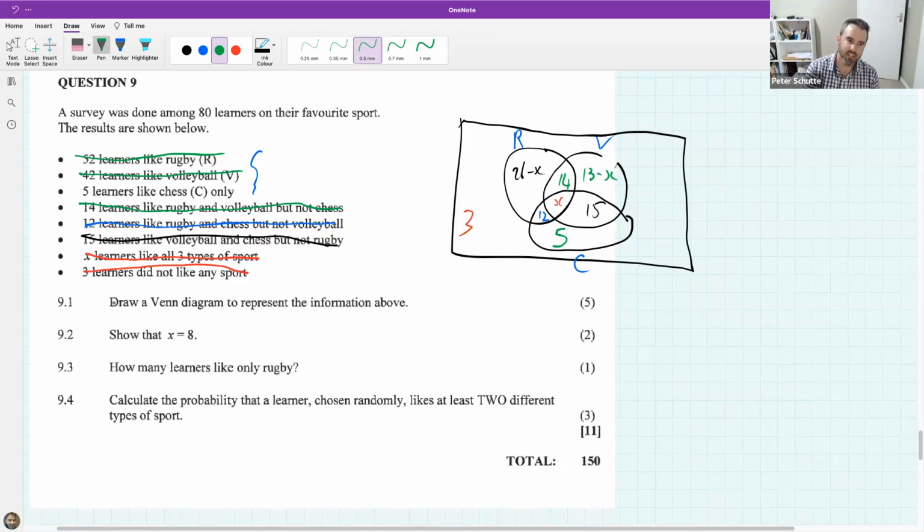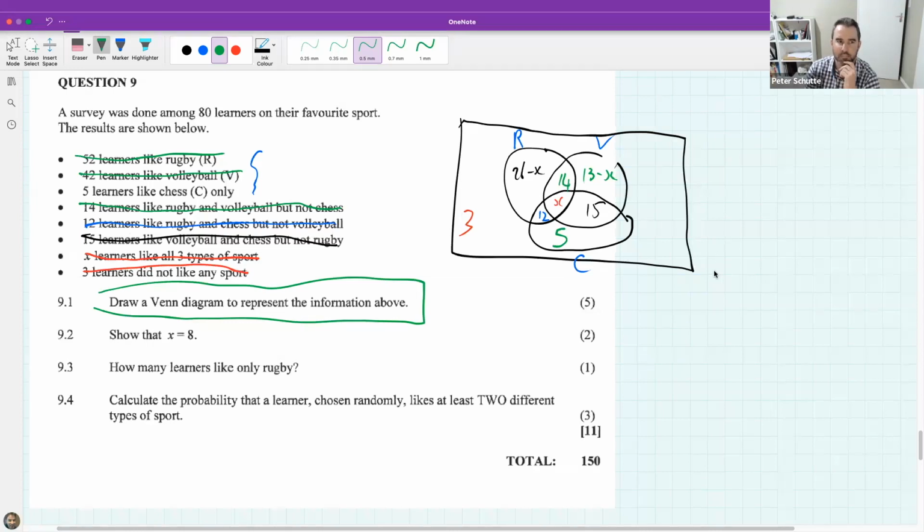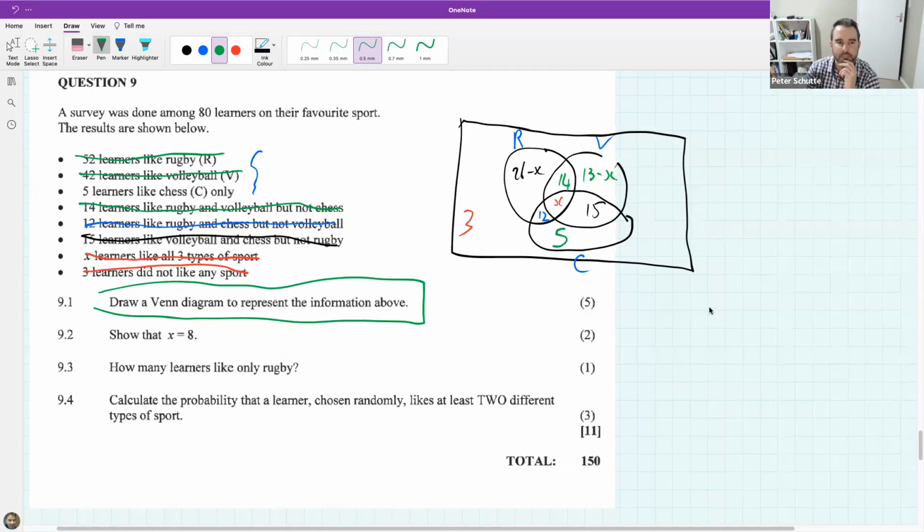Okay, so we've done the Venn diagram. How are we going to show that x is 8? What do we need to do to show x is 8? What's the step? So if I think about last time, I built an equation, didn't I? Now, what sort of equation?